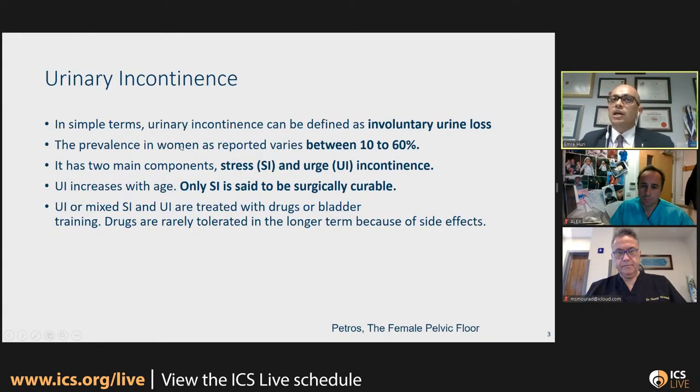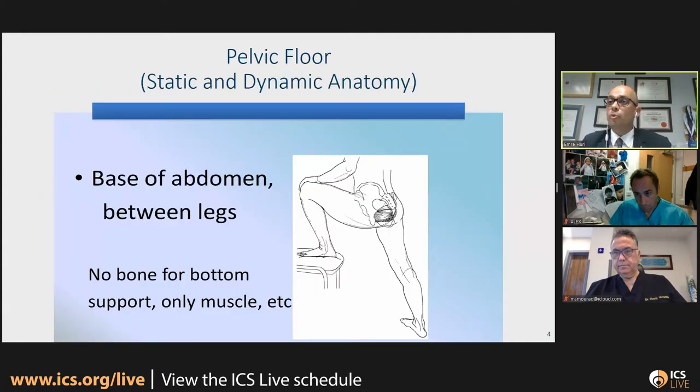function. The urinary incontinence, we know that it can be defined as involuntary urine leakage with the prevalence of between 10 to 60%, and only stress urinary incontinence can be said to be surgically curable. So in particular, a healthy pelvic floor plays a role in prevention of stress urinary incontinence. So we need to know the exact anatomy of the pelvic floor while we treat the stress urinary incontinence.